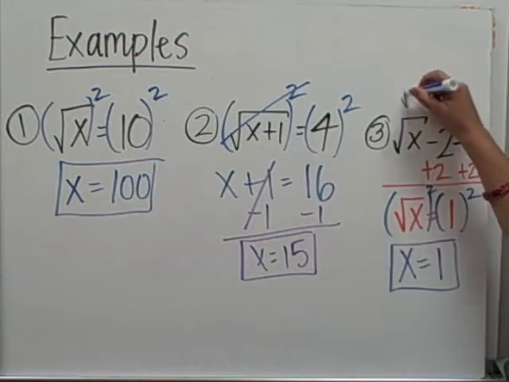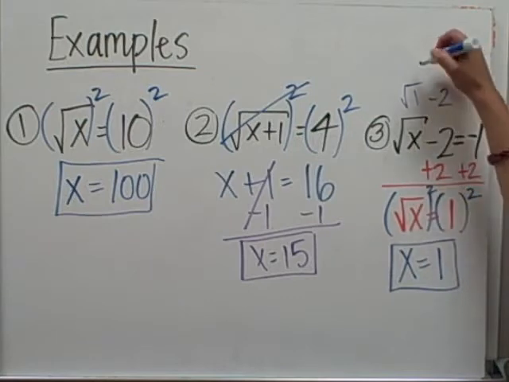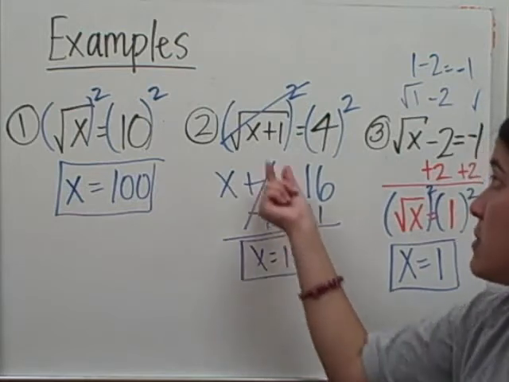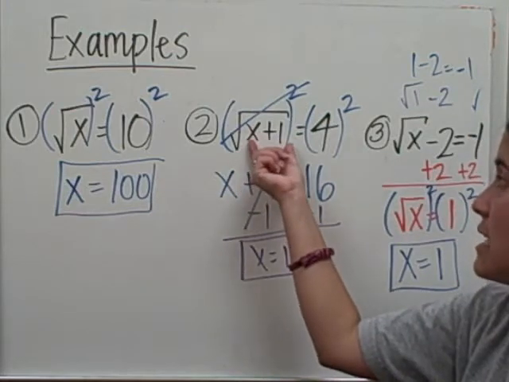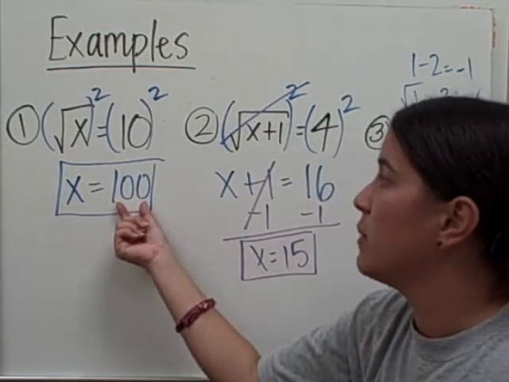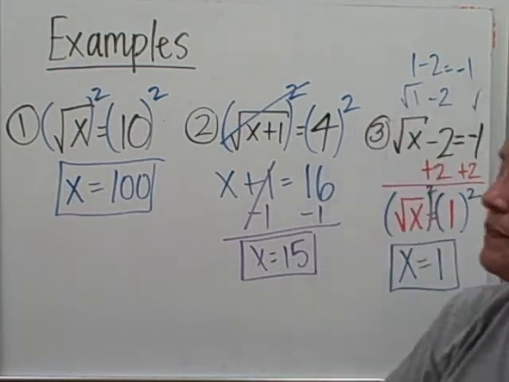And then if you wanted to check, you substitute that back in. So the square root of 1 is 1, and 1 minus 2 is negative 1. And that's how it checks out. You can check every equation. You substitute: 15 plus 1 is 16, the square root of 16 is 4. And the square root of 100 is 10. So you can check every single equation.